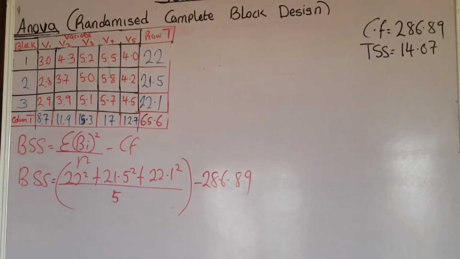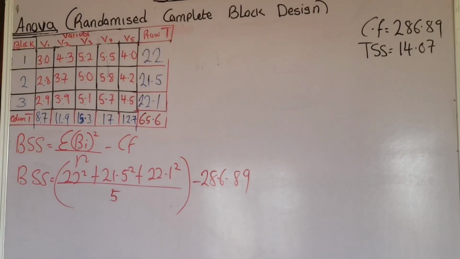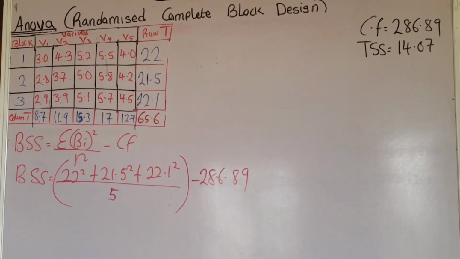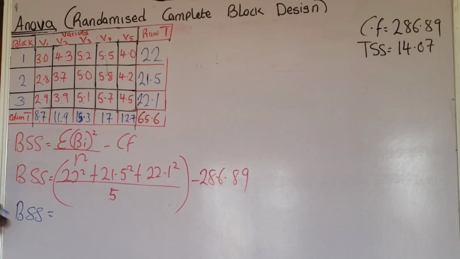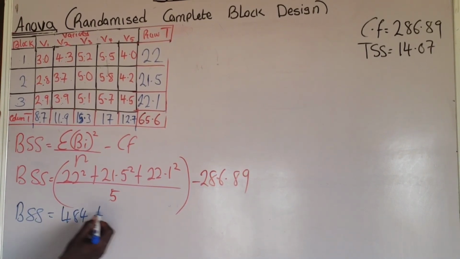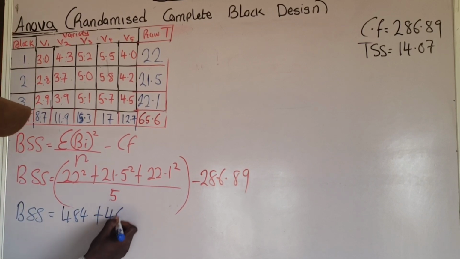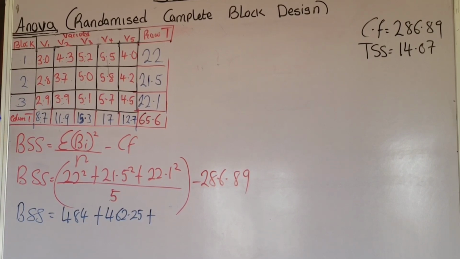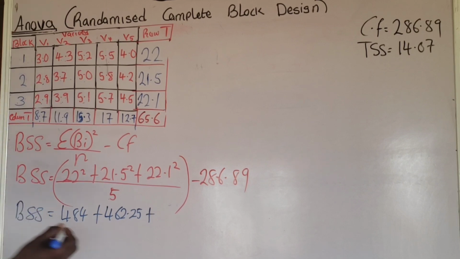It's simple, okay? Now let us square all these values in the bracket. So for this, we're going to have the block sum of squares equals 22 squared, which is 484. You understand? So I'm going to have 484 plus 21.5 squared, which is 462.25, plus 22.1 squared, that is 488.41.